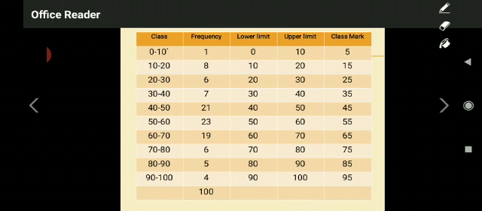This is all about the frequency distribution calculation with the help of the exclusive method. In the next class, let us understand the same calculation with the help of the inclusive method and uneven method.